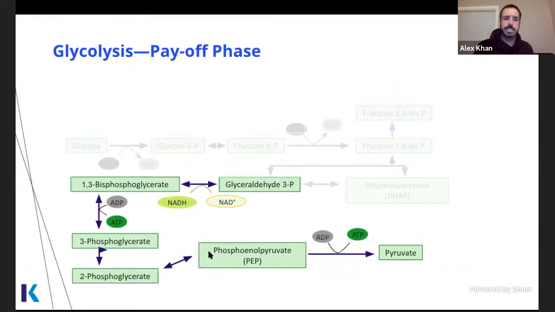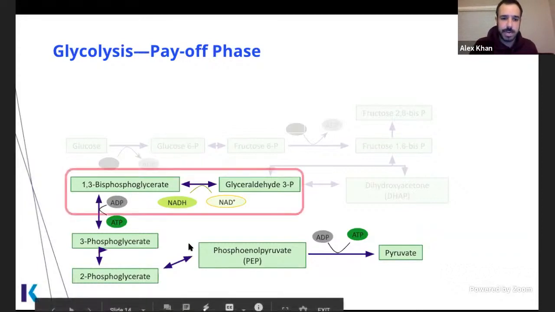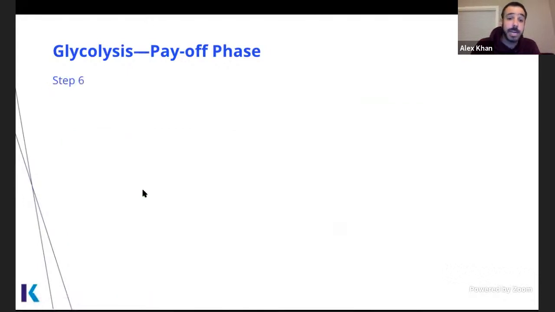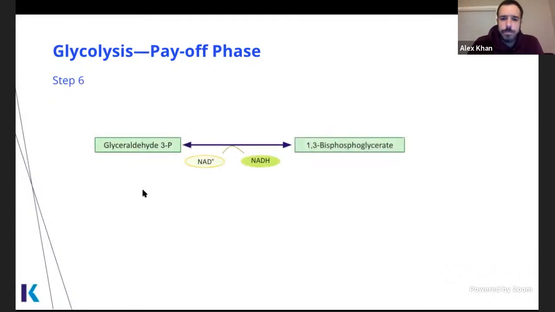All right, this is the payoff phase. And we're going to start with the conversion of glyceraldehyde 3-phosphate to 1,3-biphosphoglycerate. So we're on to step 6. Cool. So what's going on here? We have glyceraldehyde 3-phosphate, and we are going to be making an NADH molecule using the enzyme glyceraldehyde 3-phosphate dehydrogenase.